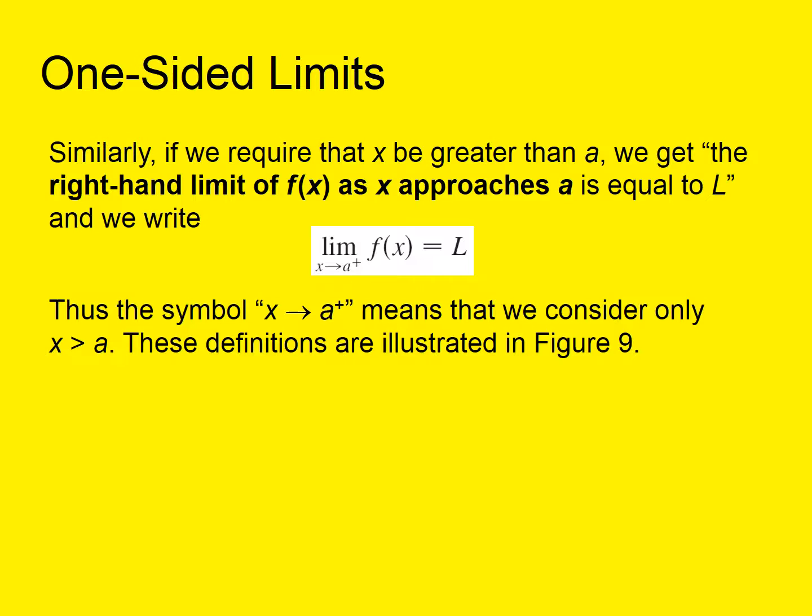Similarly, if we require that x be greater than a, we get the right-hand limit of f of x as x approaches a is equal to L. And we write the equation with the plus sign. Thus the symbol x approaches a from the right with the plus sign means that we consider only x greater than a. And of course there's a direction toward the number a. These definitions are illustrated in figure 9.